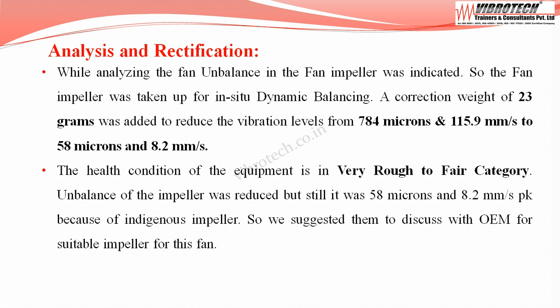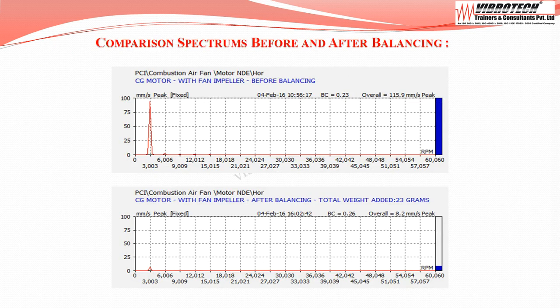Unbalance of the impeller was reduced, but still it was 58 microns and 8.2 millimeters per second peak because of the indigenous impeller. So we suggested they discuss with the OEM for a suitable impeller for this fan. Comparison spectrums before and after balancing.